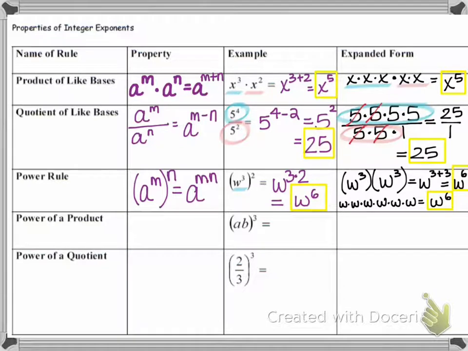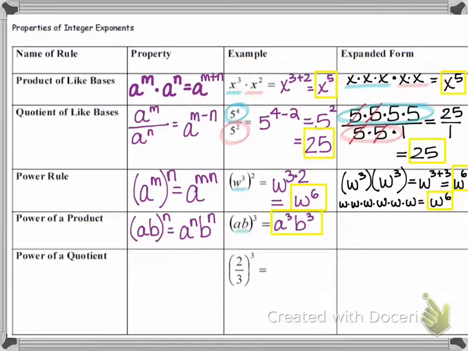The next rule is the power of a product rule. So now inside the parentheses, I have a product, a times b, and that whole product is raised to the power of n. This tells me that each factor in the product, that means the a and the b, are both raised to the nth power. So if I have ab to the 3rd power, a is raised to the 3rd power and b is raised to the 3rd power, a cubed, b cubed.